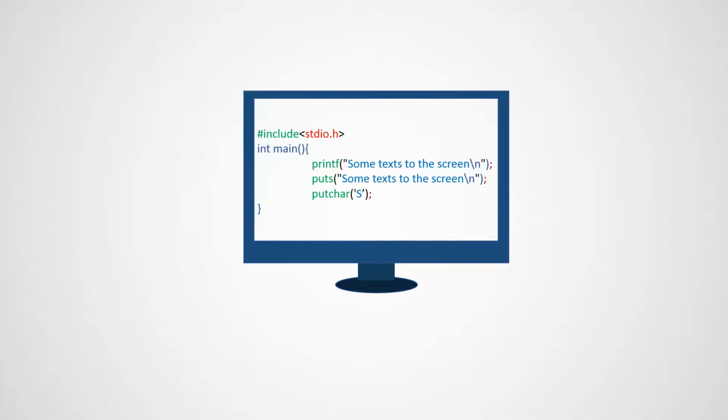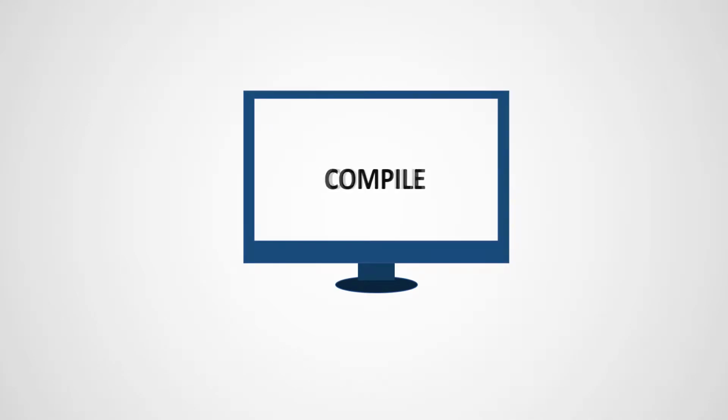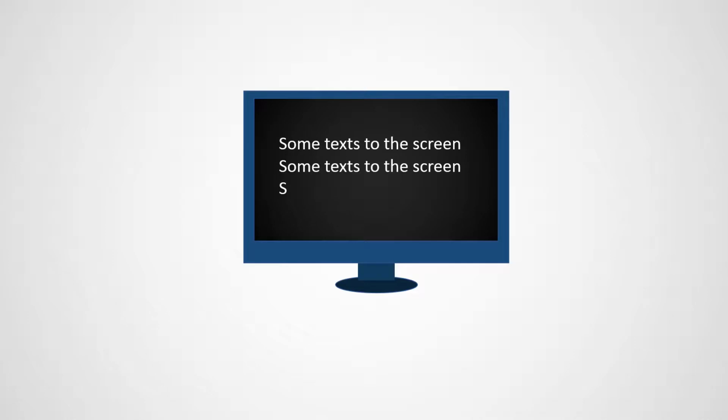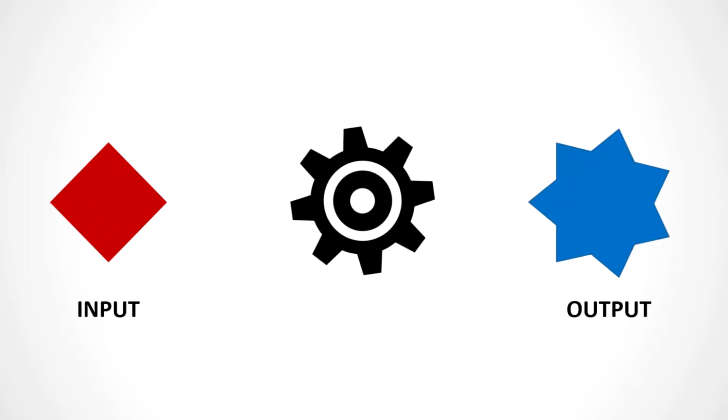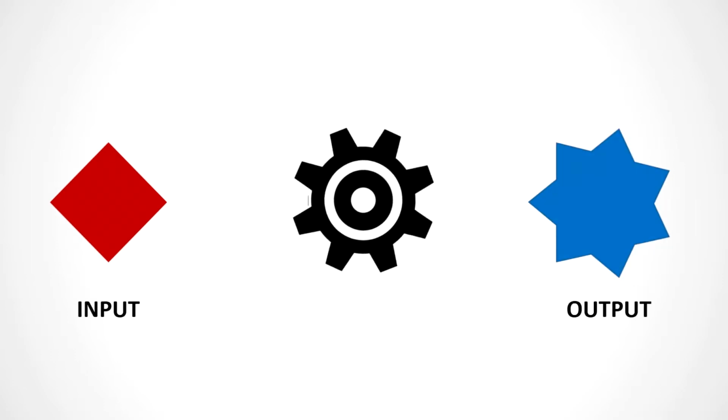In the last video, we have learned how to give output to the screen. In this video, we will learn how to get input from the user and then output it to the screen. To do that, we need a variable to store the information given by user.